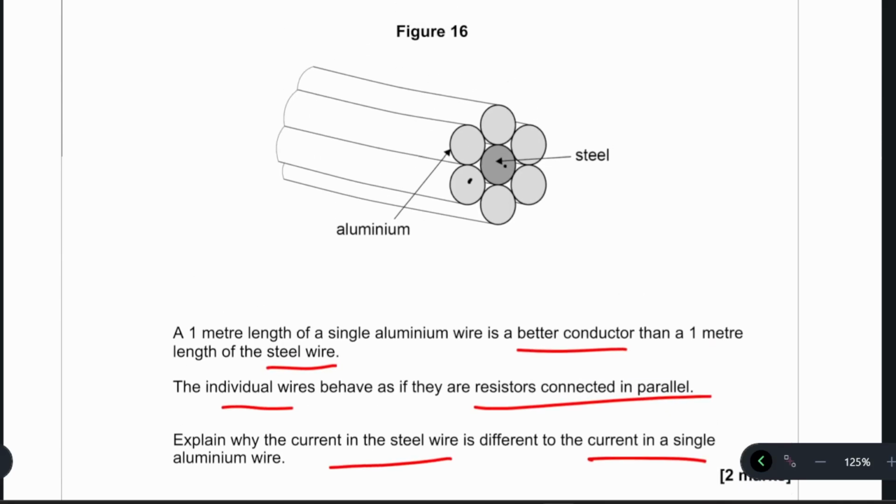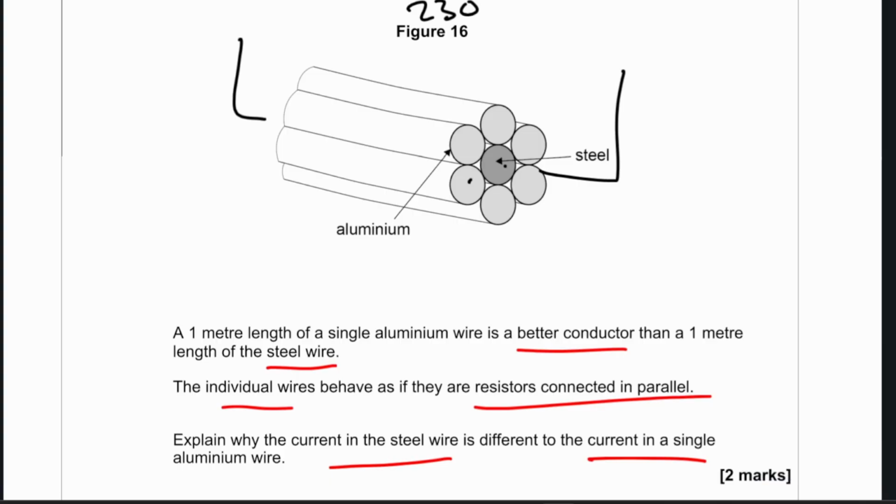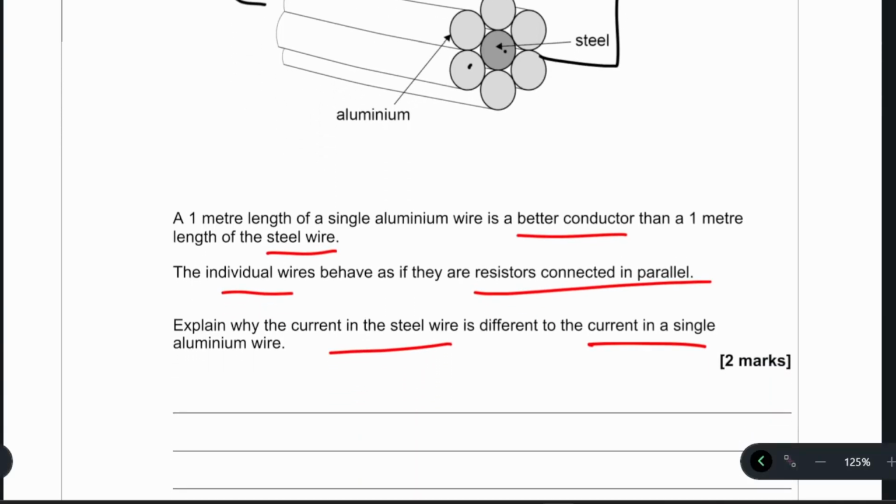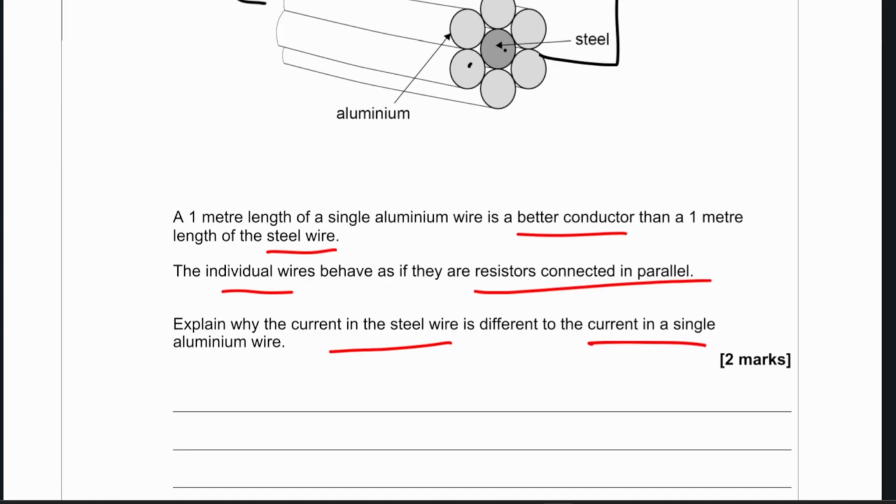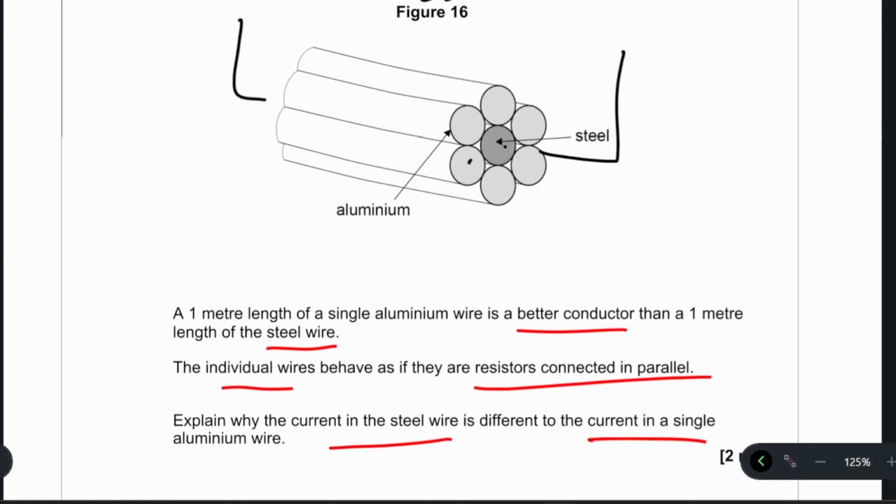So the fact is that we're saying that we have a single power cable and it's connected from the same source. So the potential difference will be the same across the cable, but inside of the cable we've got steel and aluminium. So we were told that the current is different, and the reason for that is the steel and the aluminium, even though they have the same potential difference across them because they're connected to the same source, the fact is that they're different materials, so they have different resistivity.